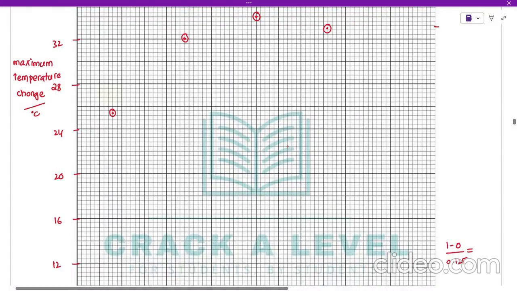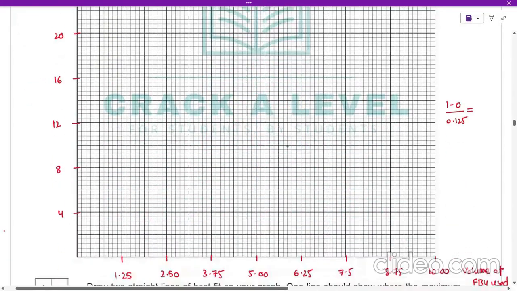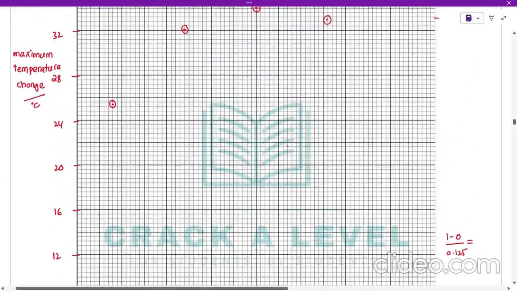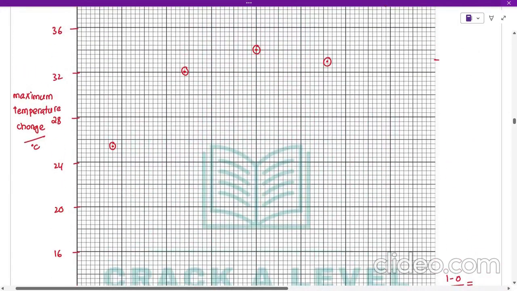Okay, then for the ninth we also have the same value. For the ninth one, let's check. 9 minus 8.75, divided by 0.125, it will be 2 units from 8.75, so this will be the point.